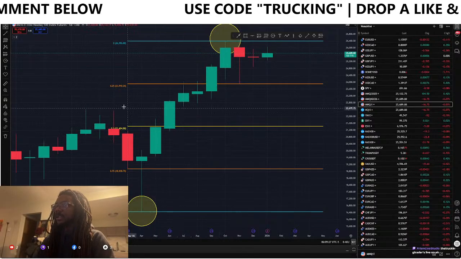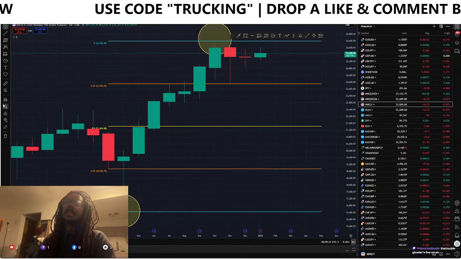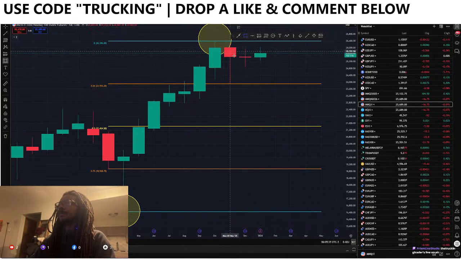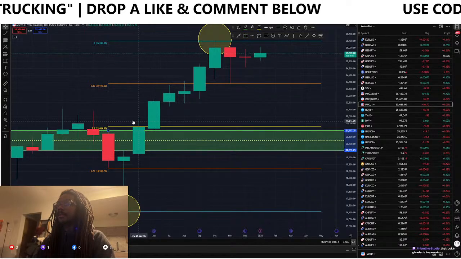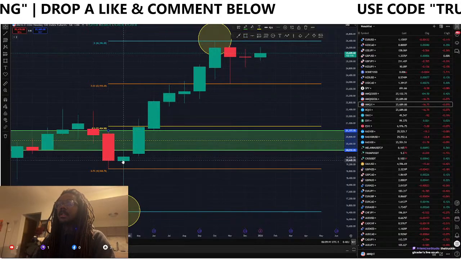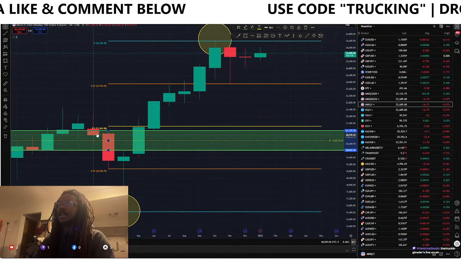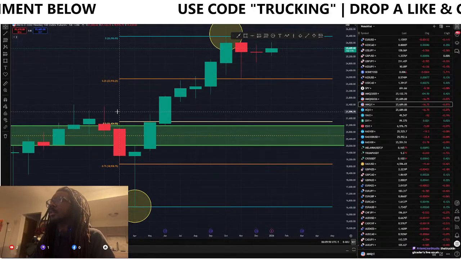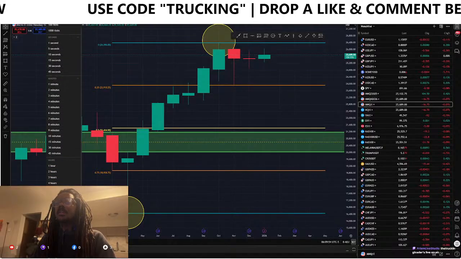Now, obviously, we're on a monthly time frame, so this can take some time to actually play out. But the first thing that we have is this fair value gap right here in the discount zone, and then it's also right on top of these order blocks. These two red candles right here make an order block. So that is a quick analysis on the higher time frames.